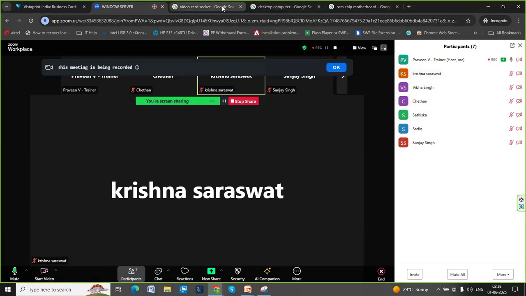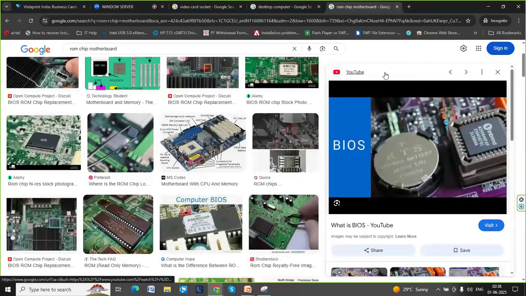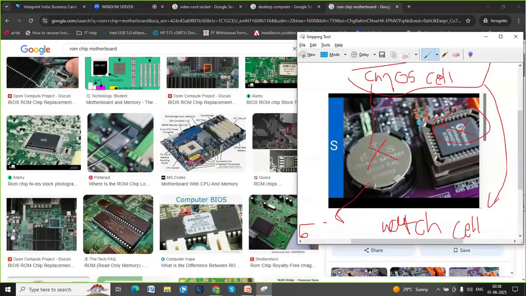See here. If you are looking at a 5 rupees coin, whatever size you are finding, that is the size of your CMOS cell. Now, whatever is shown next to the CMOS cell, this is called a ROM chip.